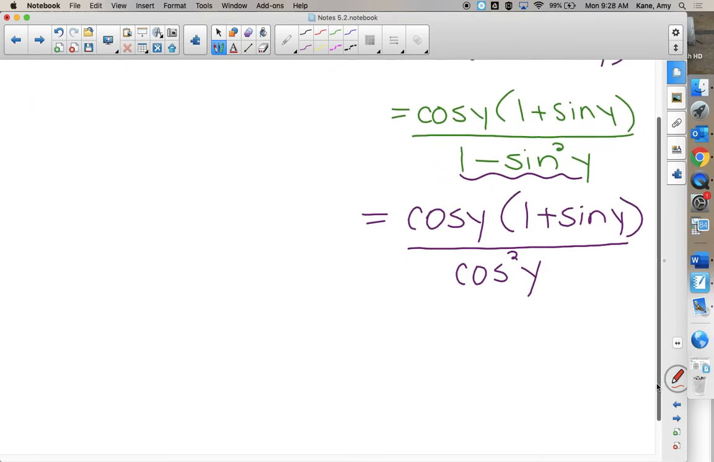Right, so when you have a cosine and a cosine squared, it's like having a y and a y squared. They can cancel. So there's a 1 on the top, it's now gone. There were 2 on the bottom, now there's 1. And so what we have is 1 plus sine divided by cosine.